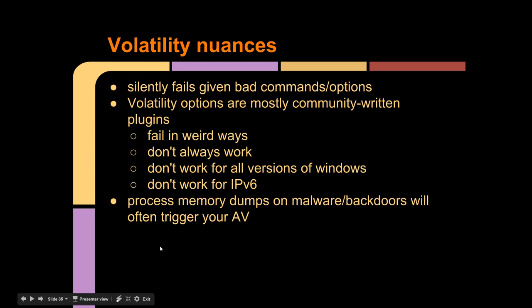So process memory dumps and scanning them for malware backdoors will often trigger your antivirus system. I've seen in practice that if you use Volatility to scan this, and your AV is looking at it at the same time, it's like, holy crap, this needs to be quarantined, and that can really be a pain.